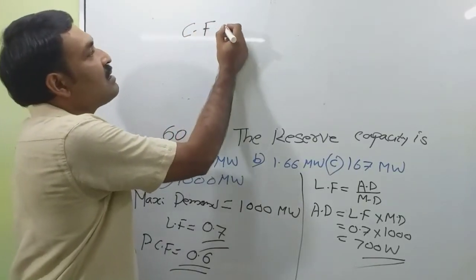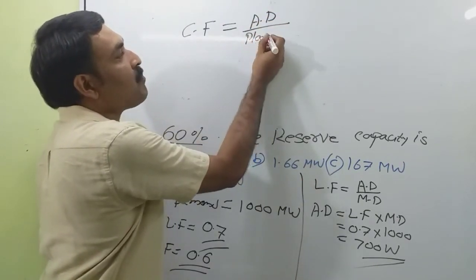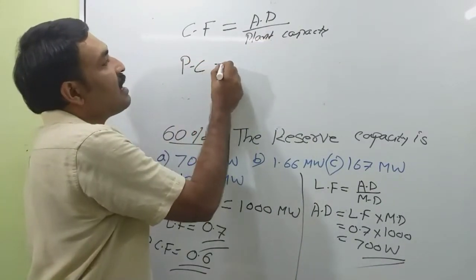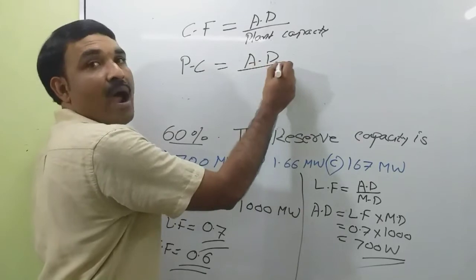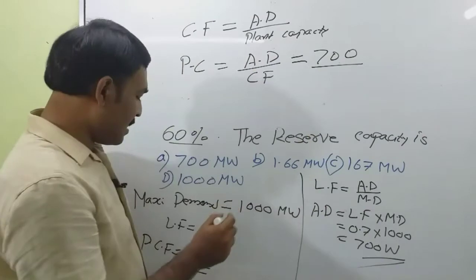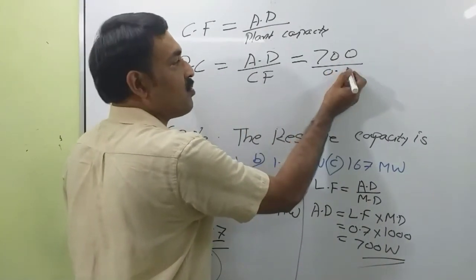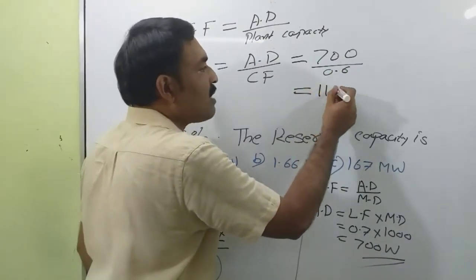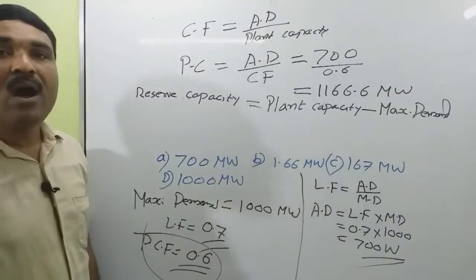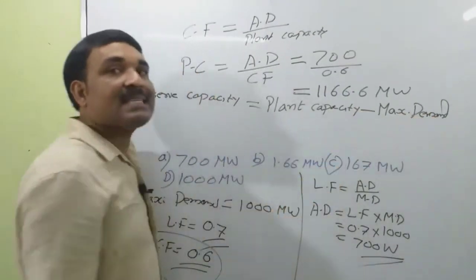Capacity factor is equal to average demand by plant capacity. Therefore, plant capacity is equal to average demand divided by capacity factor. This is equal to 700 divided by capacity factor, that is 0.6. So 700 divided by 0.6 is equal to 1166.6 megawatt.